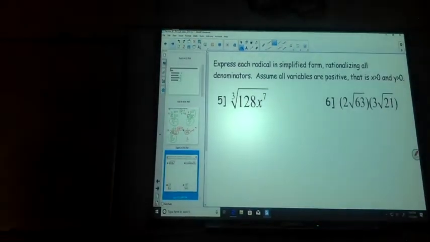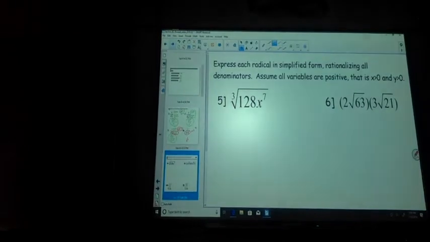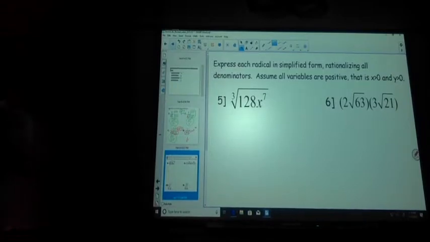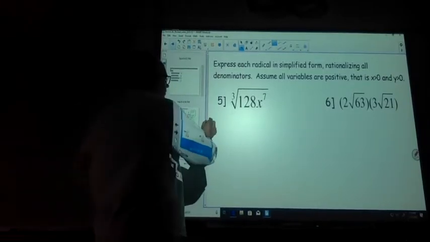Okay. So we've gotten away from that for a little bit. We can kind of breathe a little easier. Express each radical in simplified form, rationalizing all the denominators. So here's the factor tree.